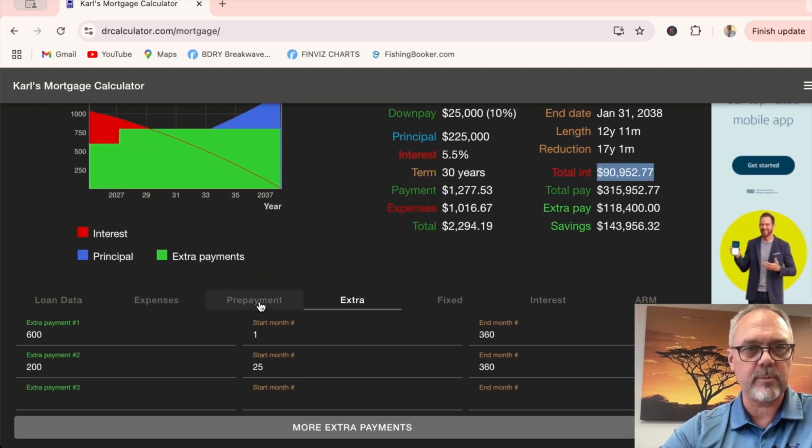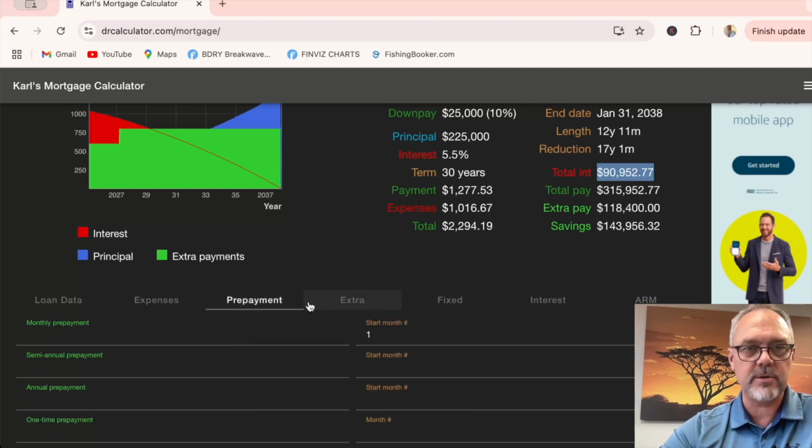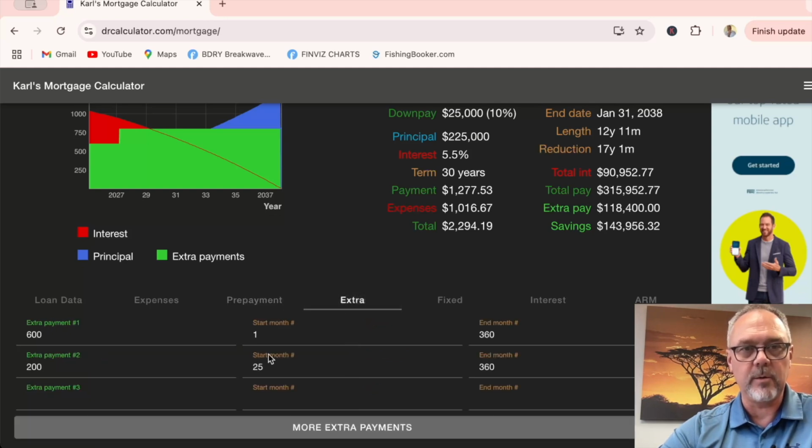So did I take out the prepayment in the other one? Yes, okay. Just want to double check that. So if you're moving between these two, got to make sure you remove that prepayment here, because it'll calculate it with this extra payment here on this screen. So that kind of gives you an idea of how the Karl mortgage calculator works.